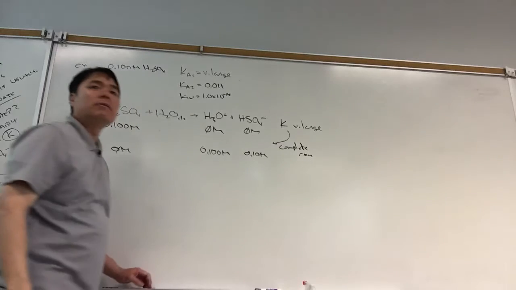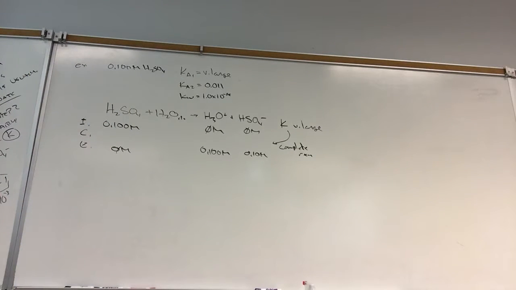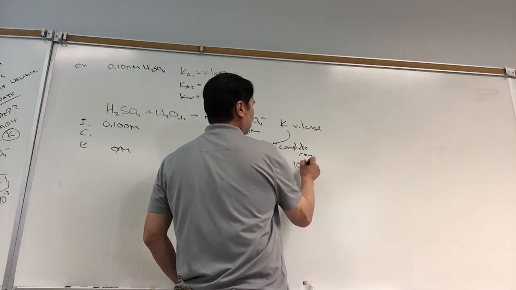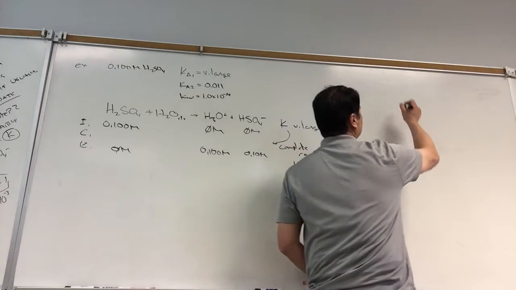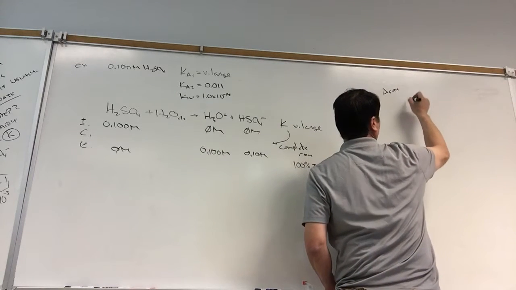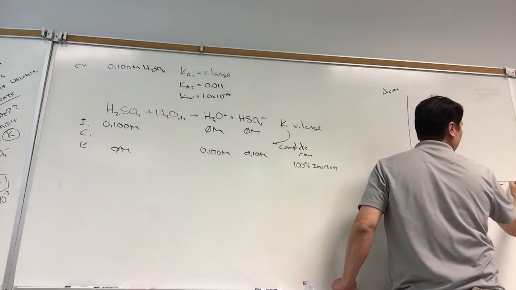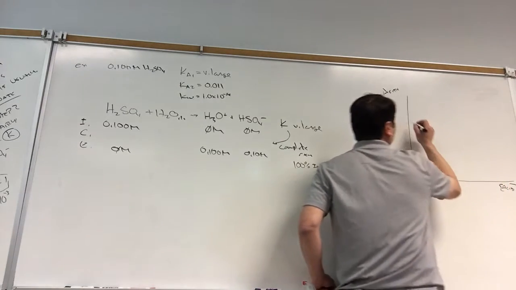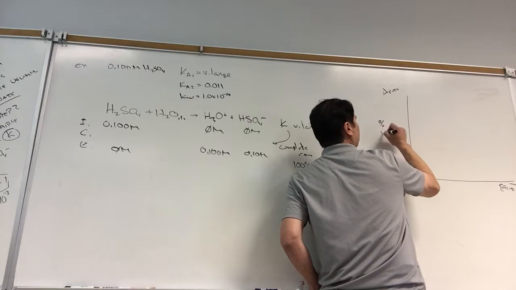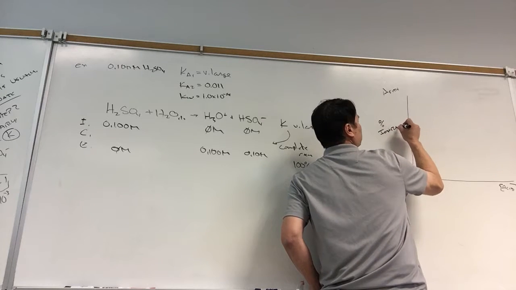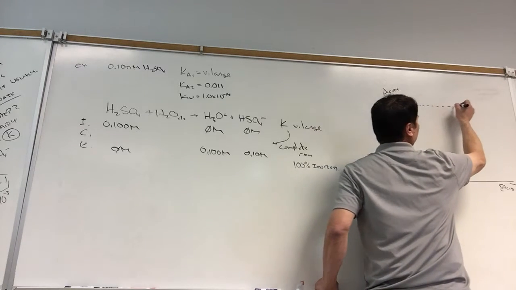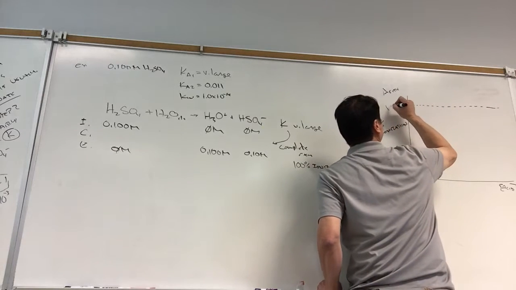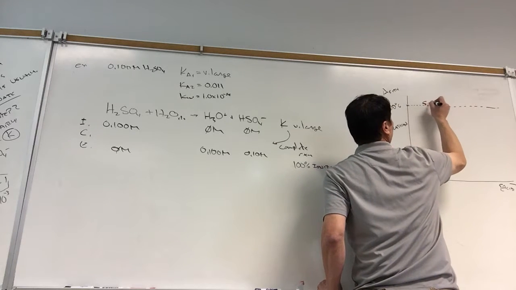In other words, strong acids are 100% ionized. It's kind of funny because let's just do a quick aside here. It doesn't matter what the concentration of the acid is. If I look at the percent ionization, whether it's highly concentrated or highly dilute, it's going to be 100% ionized. This is strong acid.